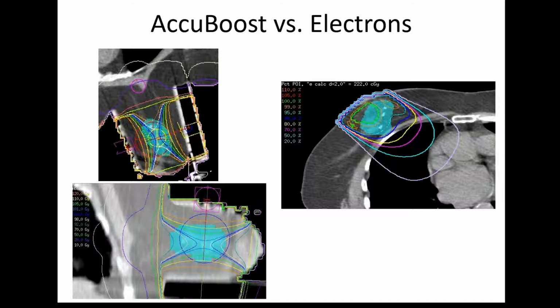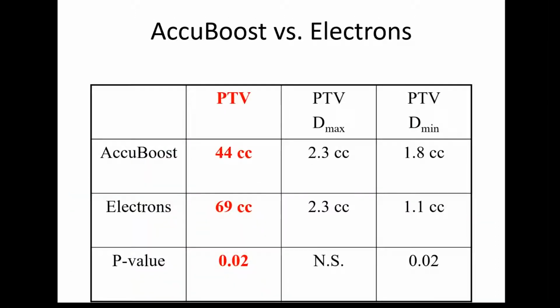And as we look at the dosimetric properties of AccuBoost versus electrons, and this is in the context of doing three-dimensional planning for both AccuBoost as compared to electrons. Next slide. We really saw something quite remarkable, and that is for the same degree of target coverage, exactly the same degree of target coverage, AccuBoost resulted in a PTV volume that was a third smaller than that achieved with electrons. So a significantly smaller volume of normal breast tissue being exposed to high dose for the same degree of target coverage with AccuBoost. Next slide.